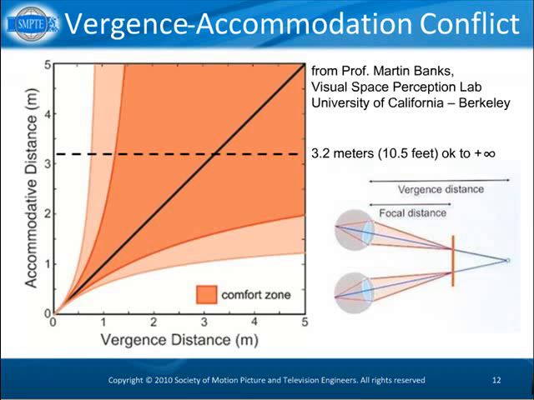According to Professor Banks's latest work, he believes that the comfort zone is okay out to infinity if the viewer is sitting at least 3.2 meters away from the screen. That's 10.5 feet. That's sort of at the far end of what someone might be watching a TV set from. Normally TV sets are viewed from a closer distance than that. And he says this is just a guess at this point. More research is needed to say exactly what the zone of comfort is.